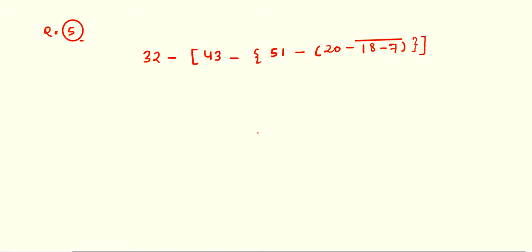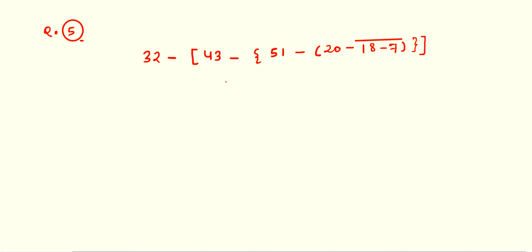Again, one question, number 5, related to removal of brackets. In this question, we are having one bar bracket, then small bracket, then curly bracket, and at the last we are having square bracket, big bracket. So all these brackets we have to remove. Okay. So starting from bar bracket.